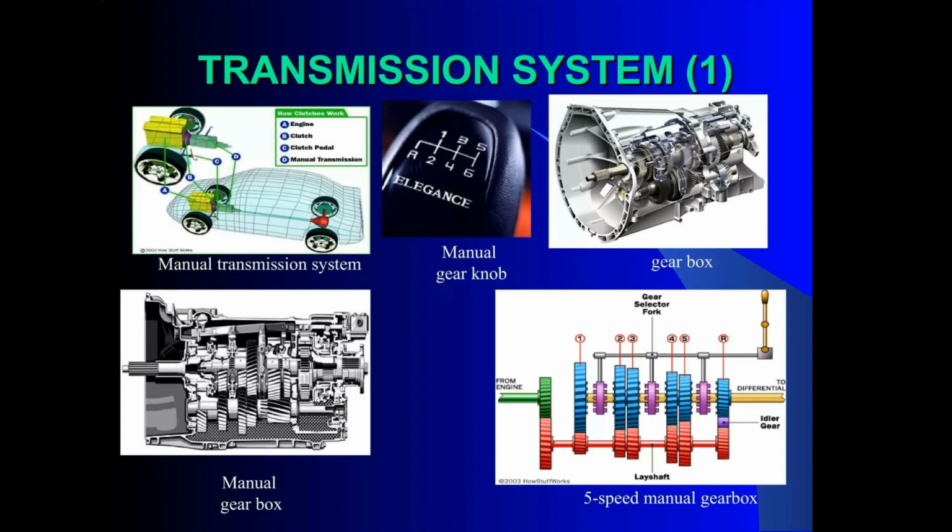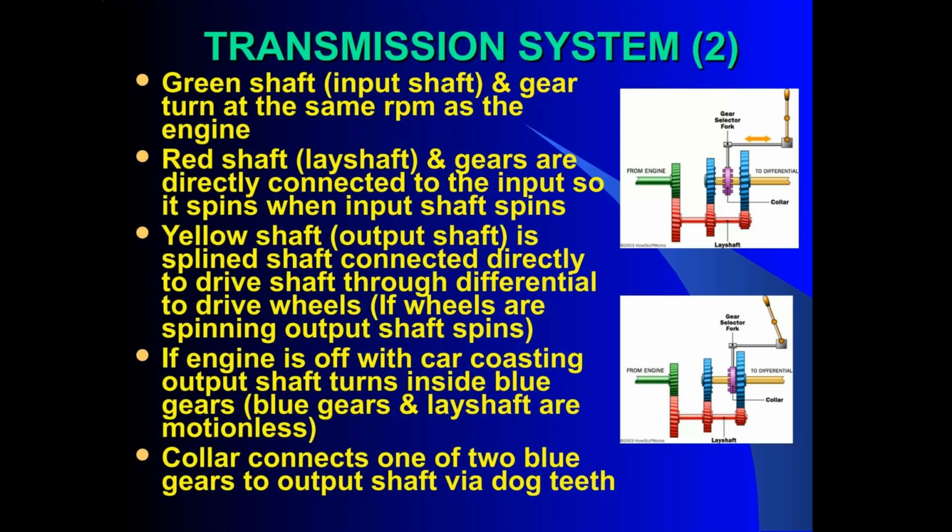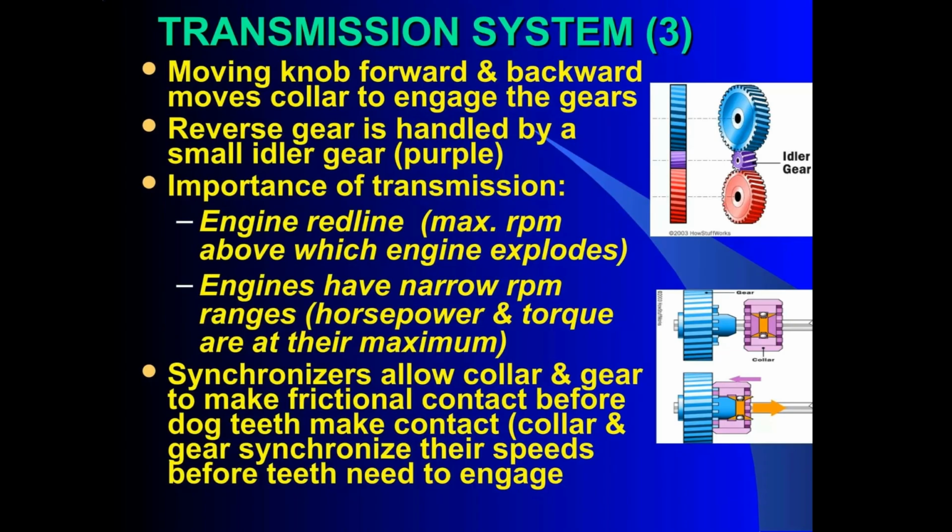Here we see different components of a manual transmission system, including the gear knob and the internal gearbox structure. We will focus on the 5-speed manual gearbox. In a manual transmission, the green input shaft and its gear turn with the engine. The red lay shaft and its gears are constantly connected to the input shaft. The yellow output shaft drives the wheels through the differential. Moving the gear knob shifts the collar to engage gears. Reverse uses a small idler gear.